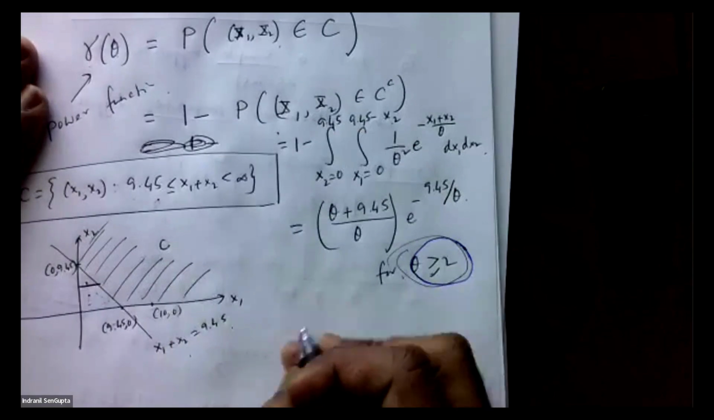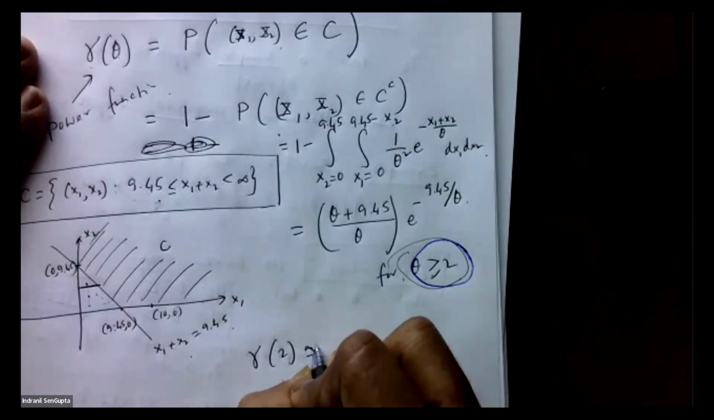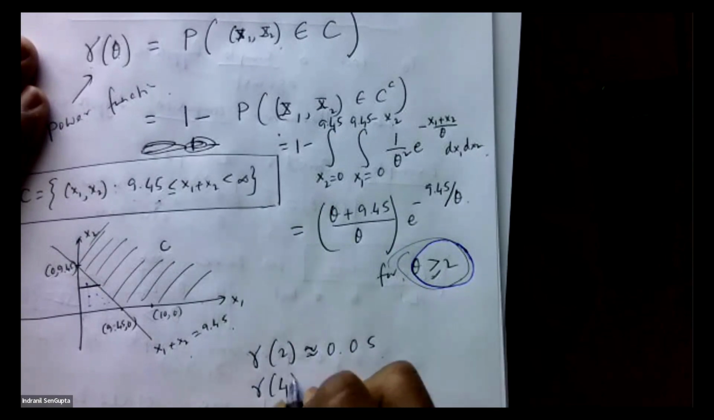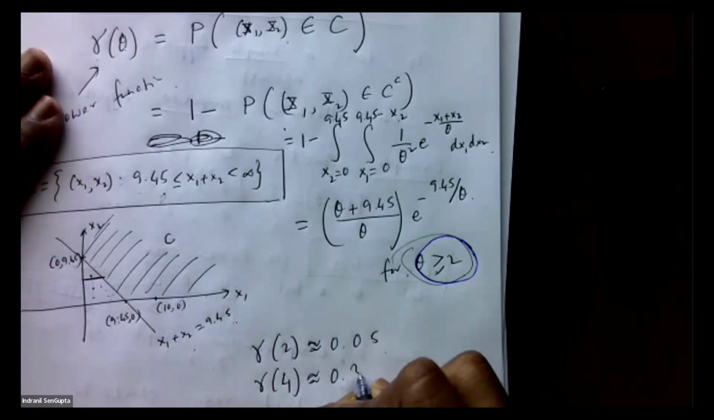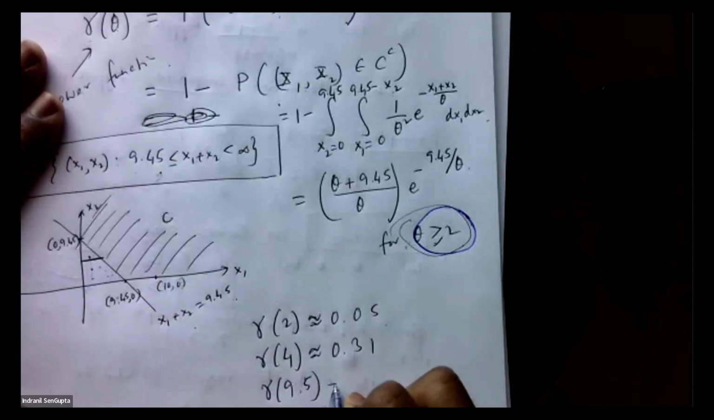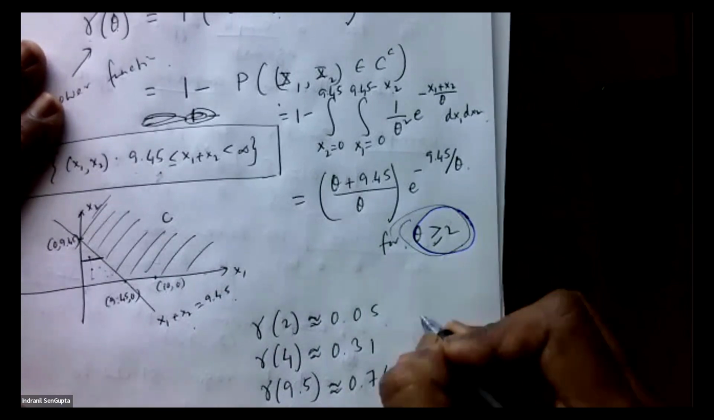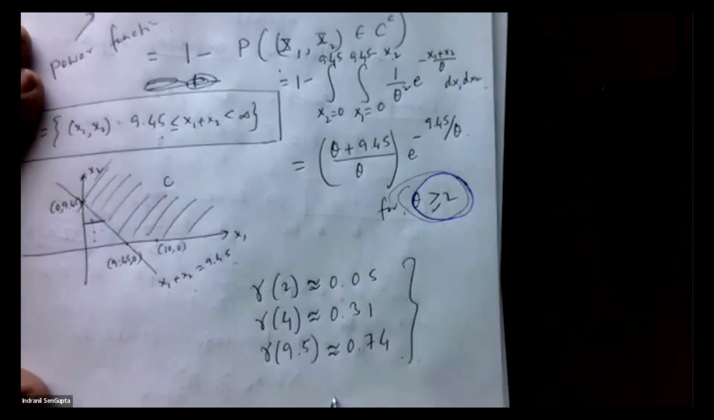And now we can compute this gamma of theta. So for instance, you can put gamma of 2, it's approximately 0.05. Gamma of 4, you compute this, it's approximately 0.31. Gamma of 9.5, you can compute this, approximately 0.74 and so on. So these are all the values. So power of the test corresponding to various values.